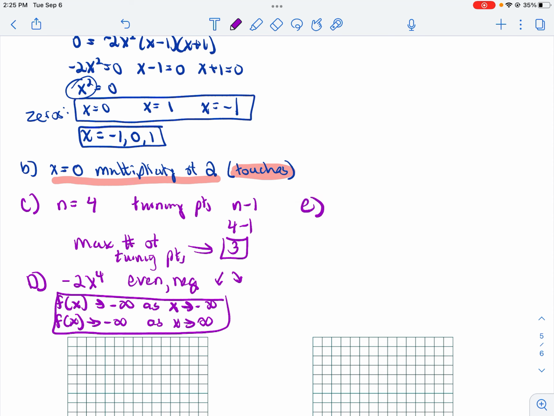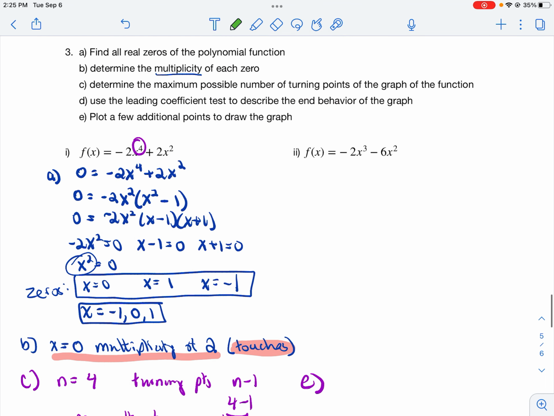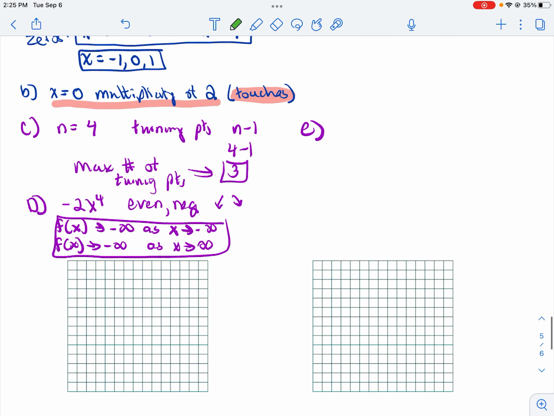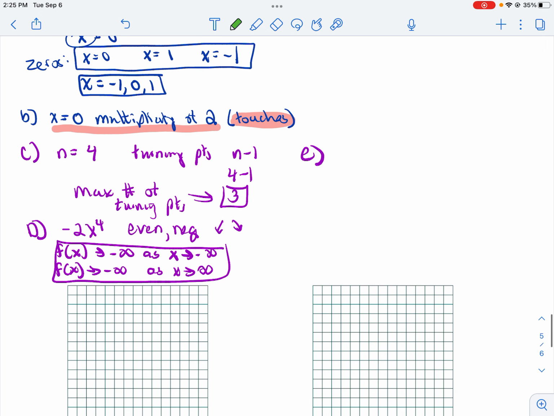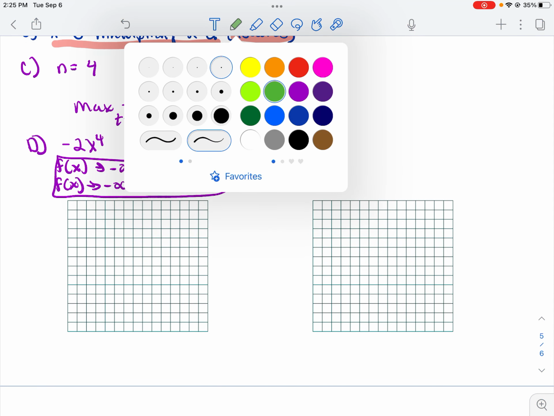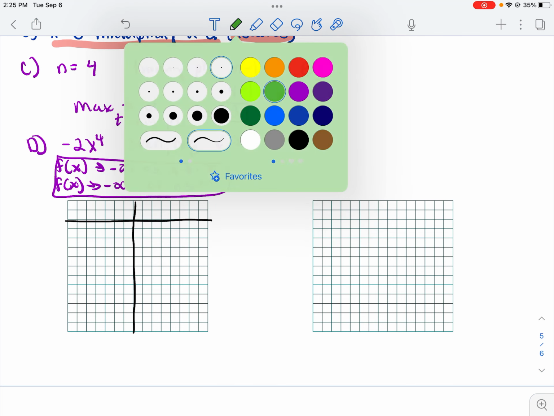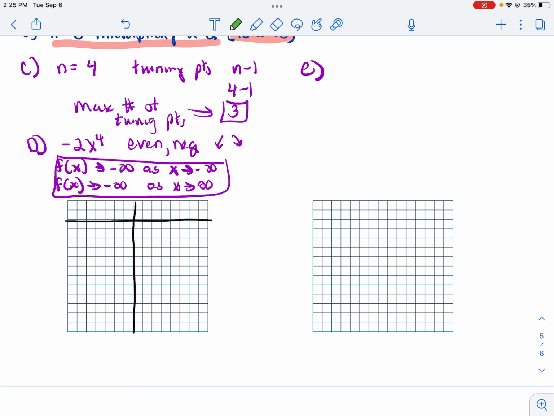I'm running out of room, so I'll put E over here, and we'll do it in green. Okay, so E says we're going to find additional points to plot on the graph. So far I have zeros of 0, 1, and negative 1. If I was plotting this, there's my x-axis and my y-axis. All I know so far on my graph is I have x-intercepts at negative 1, 0, and 1. I figured out those 3 points.